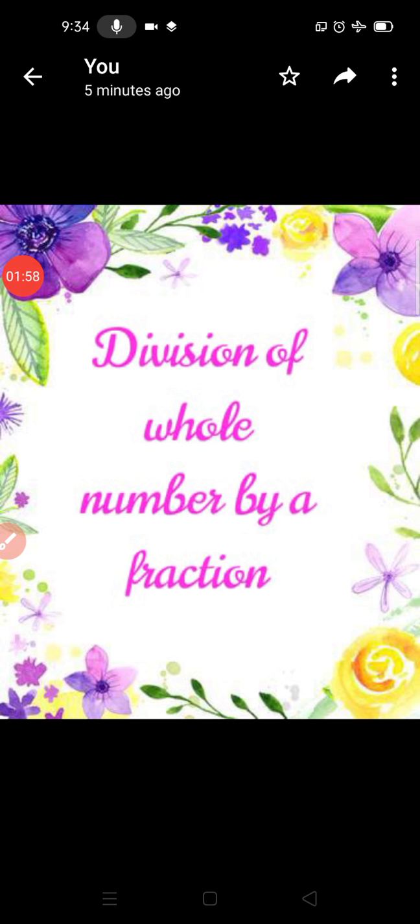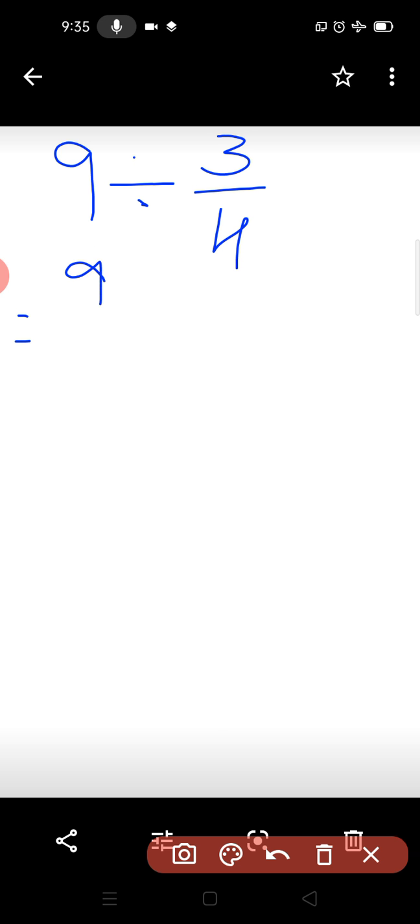First we will learn division of a whole number by a fraction. Take one example now: 9 divided by 3 by 4. Here 9 is a whole number and 3 by 4 is a fraction. So how can you divide these both? One is a whole number, the other one is a fraction. It's very simple. First convert the whole number into a fraction by writing 1 as its denominator. So next, 9 by 1.